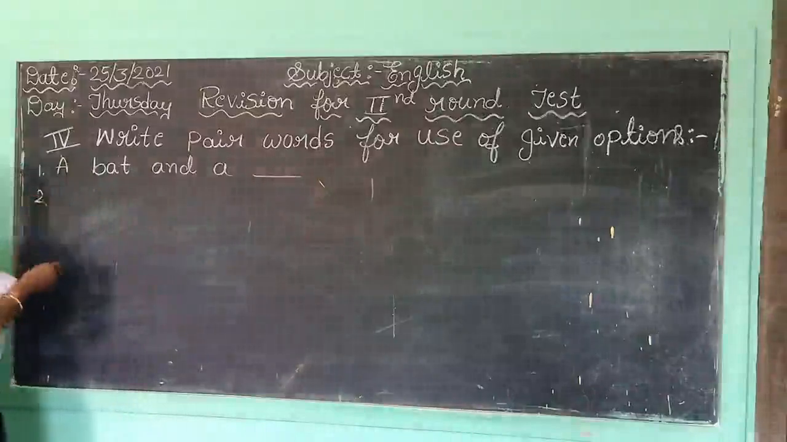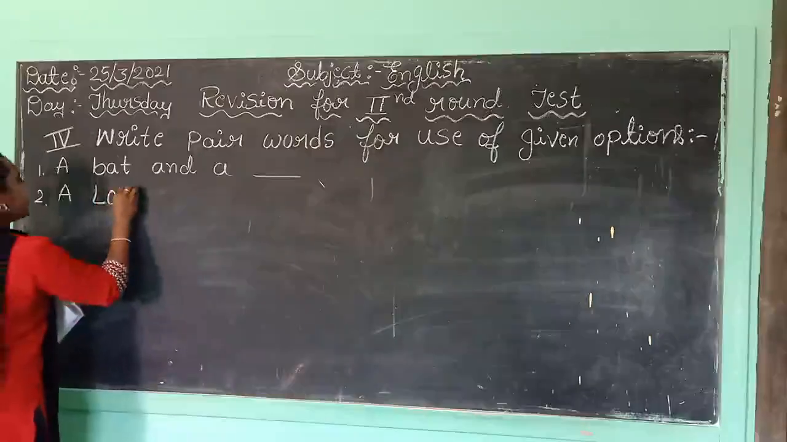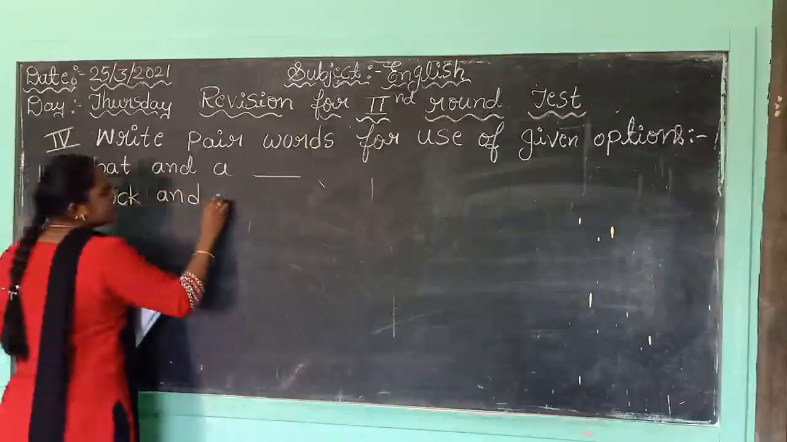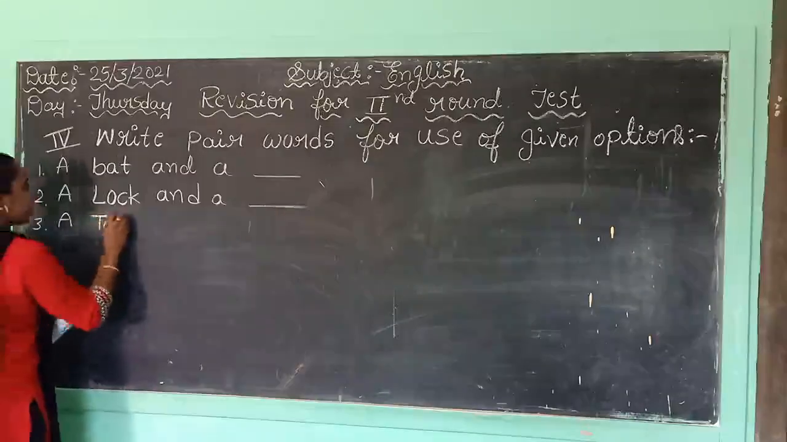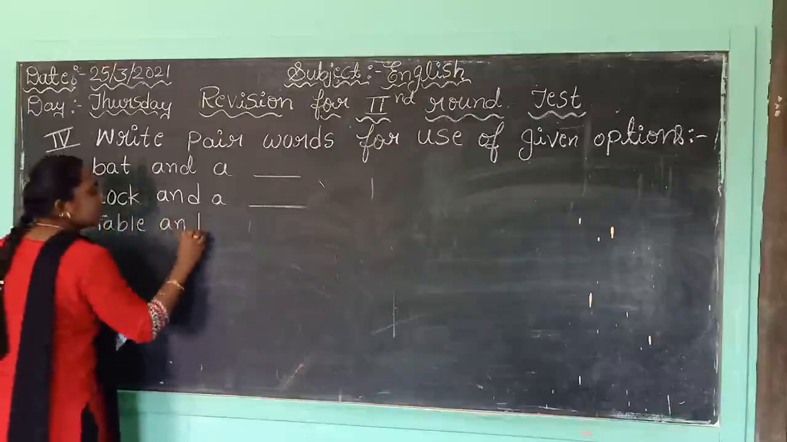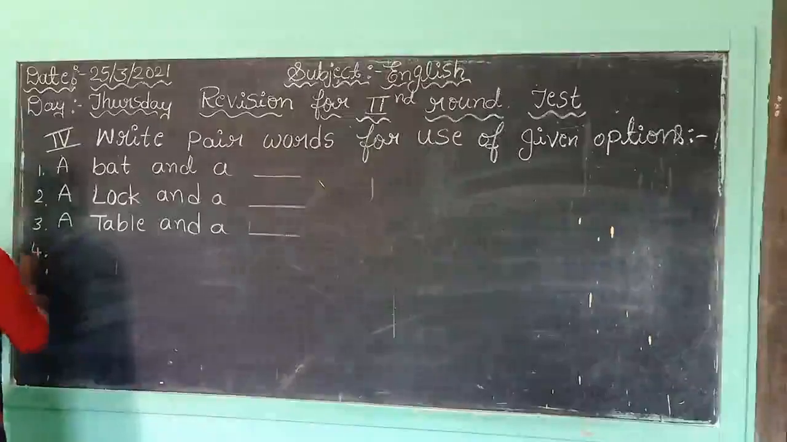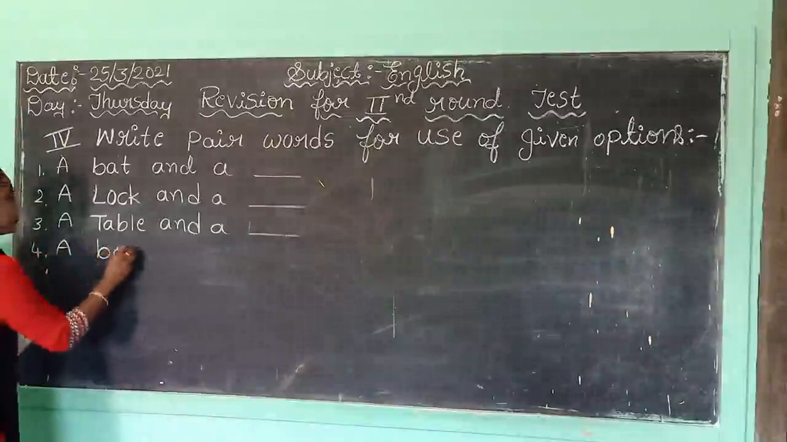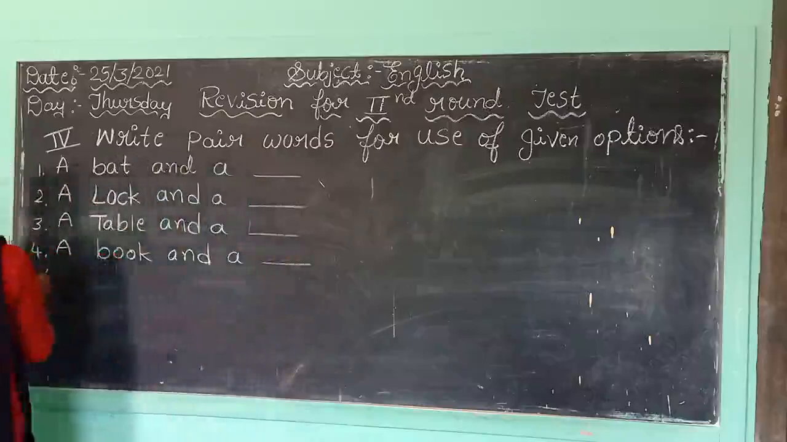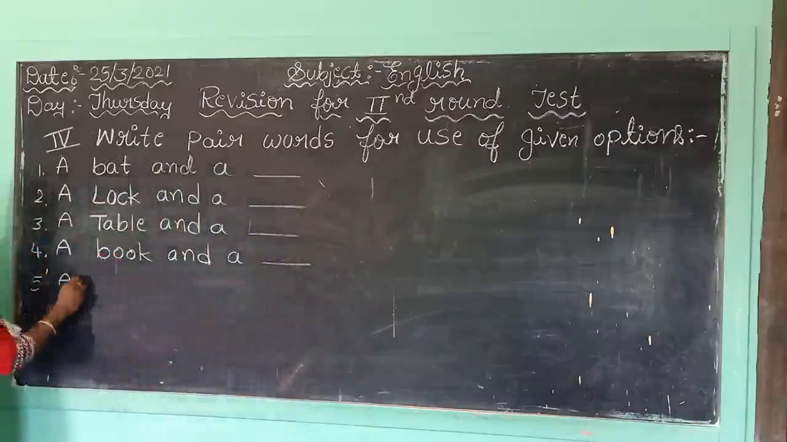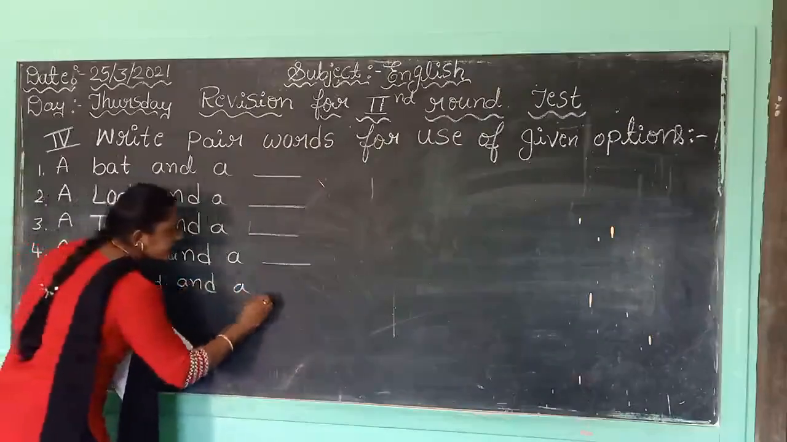Next, let's go to the second one. First, we write all the series, no? A lock, L O C K, lock, and a dash. Next, let's go to the third one. A table, T A B L E, table, and a dash. Next, the fourth one. A book, B O O K, book, and a dash. Next, the fifth one. A bread, B R E A D, bread, and a dash.